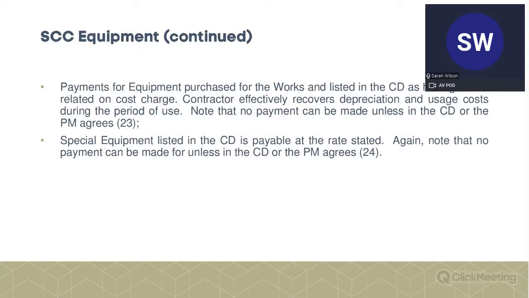Then we've got a couple of others, which I think are probably fairly unusual. The first one is payments for equipment purchased specifically for the work which is the subject of the contract. I've never come across this before. I'm sure it does happen occasionally, but basically there's a way of calculating what is effectively the depreciation over the period of time that it's used.